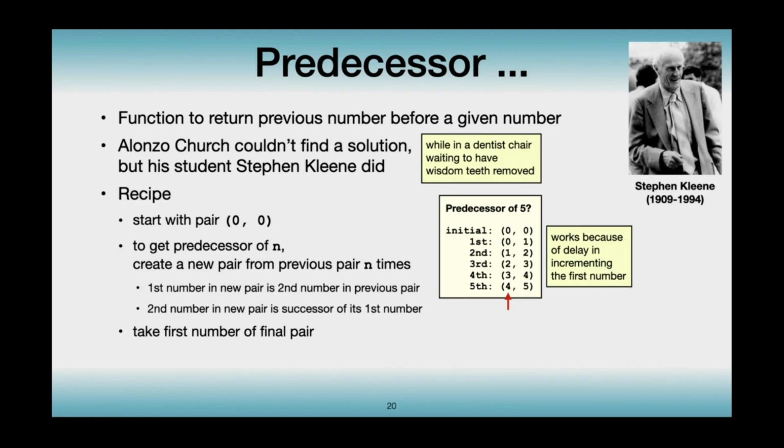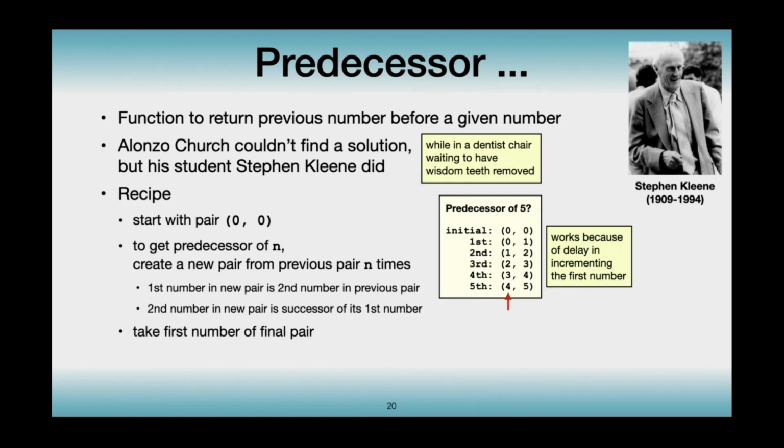And then when I'm finally finished, whatever is the first number in the final pair is my predecessor. And so let's take a look at an example of this. What is the predecessor of 5? So I start with 0, 0, and I turn this crank 5 times.